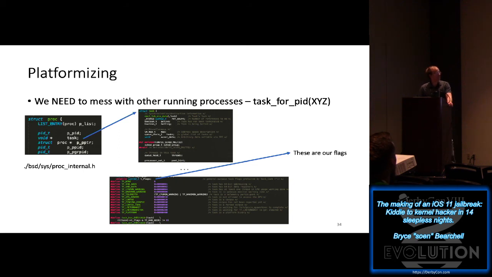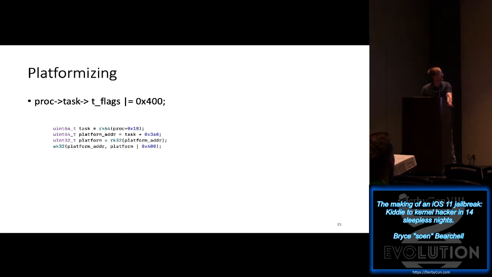So, platformization. What do we need platformization for? Well, it gives us the ability to talk to other processes, which is the main thing that we care about. There are a couple of other attributes to it, but we need to say, hey, I need to talk to task for PID for whatever PID I want, okay? And again, it's our friendly proc structure that we've already seen, and it has a task pointer. We look in the task pointer, we look down, and there are our flags. And there you go. That's all you have to do.